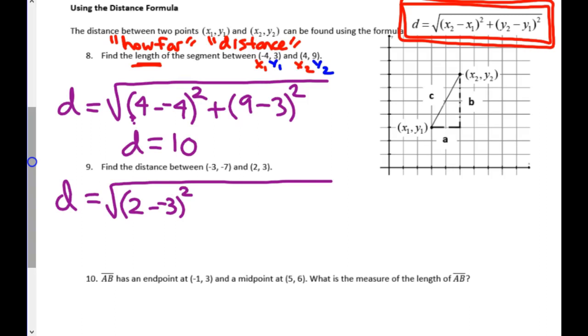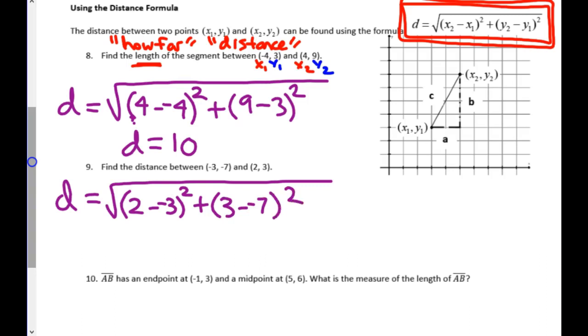Okay, good question. So does the order matter? In the end, it doesn't in this one because it's going to square. But in general, you always want to just follow the pattern. So in general, if I were you, I would just keep it this one minus this one minus this one. Because sometimes the order matters. This time, when you square it, it'll always give you what you need. So 2 minus negative 3 squared plus parentheses. What minus what? 3 minus negative 7 parentheses squared.